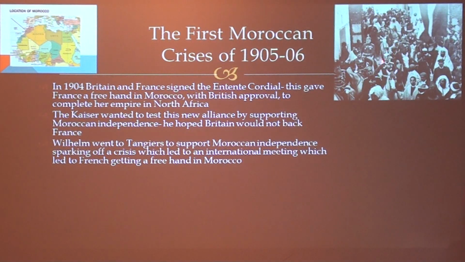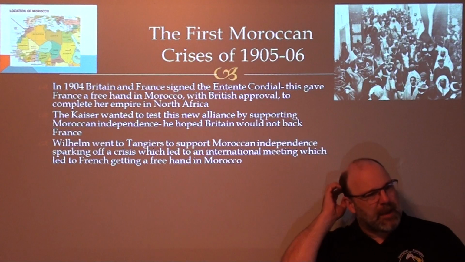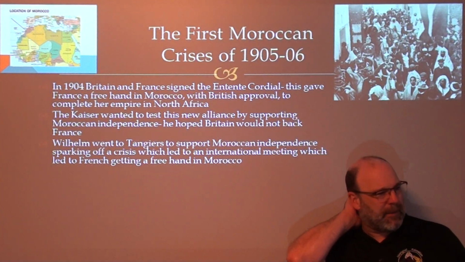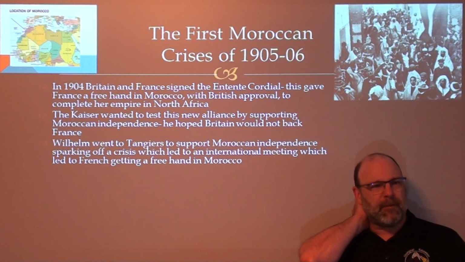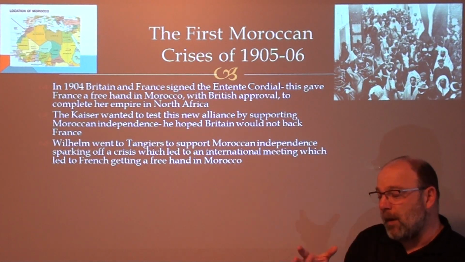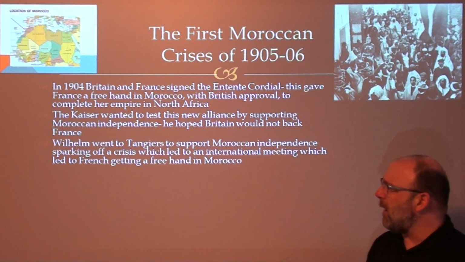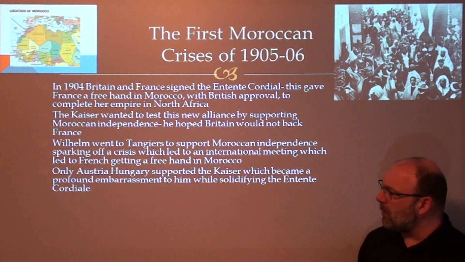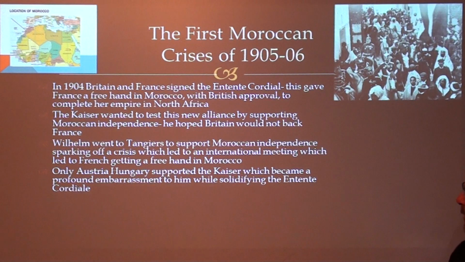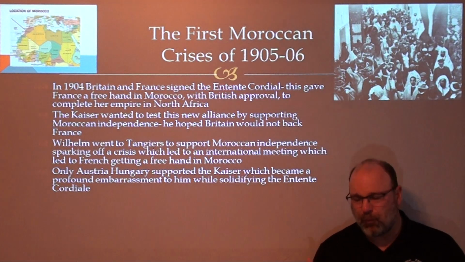There's usually someone directly behind him ready to catch him in case he slipped and fell off. So he makes this procession into Tangiers, and unfortunately the rest of Europe shakes their head and says, this is ridiculous, you don't give a hoot about Moroccan independence, and what it does is solidify the alliance between Britain and France. Only Austria-Hungary supported the Kaiser, which became a profound embarrassment to him while solidifying the Entente Cordiale. Now you've got Britain, France, and Russia.